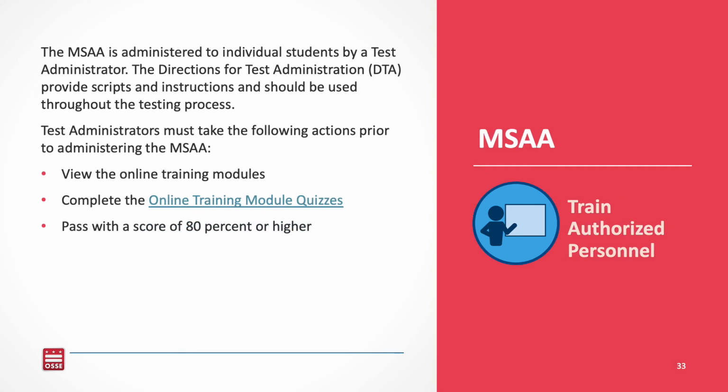The MSAA is administered to individual students by a test administrator. The directions for test administration provide scripts and instructions and should be used throughout the testing process. Test administrators must take the following actions prior to administering the MSAA. They must view the online testing module, complete the training module quizzes, and pass with a score of 80 or higher.